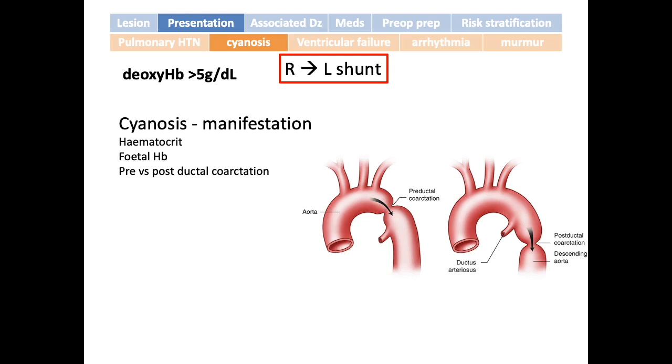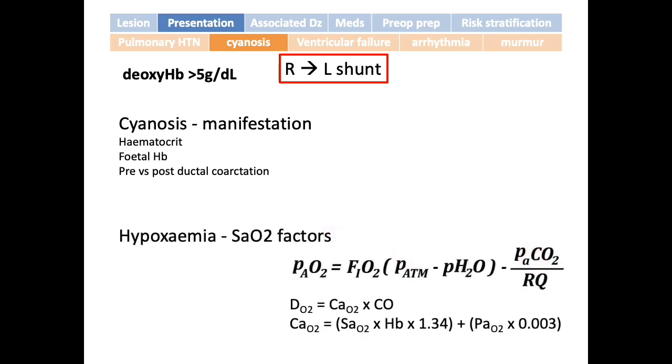If there is preductal coarctation of the aorta, where the coarctation is proximal to the PDA, the deoxygenated blood only mixes with oxygenated blood distal to the left subclavian, and hence only the lower limbs appear cyanosed. If the coarctation is postductal, then the upper limbs will appear cyanosed as well. Cyanosis also depends on the extent of hypoxemia, which is affected by several factors.